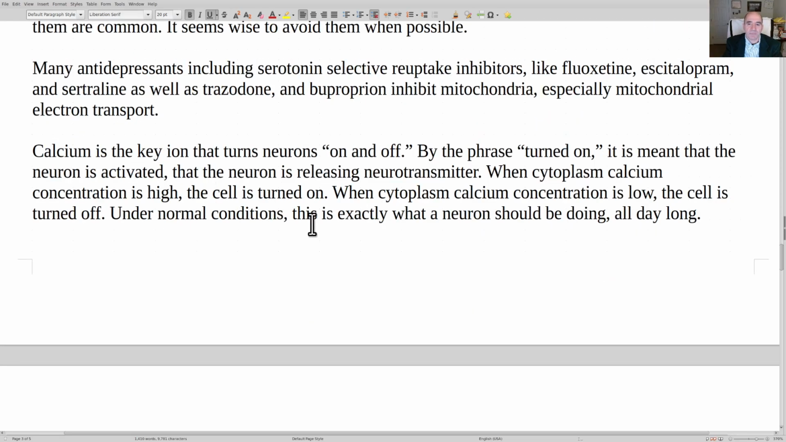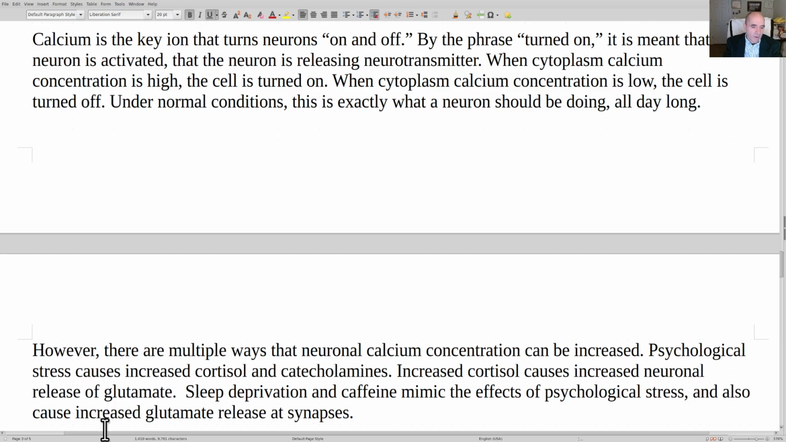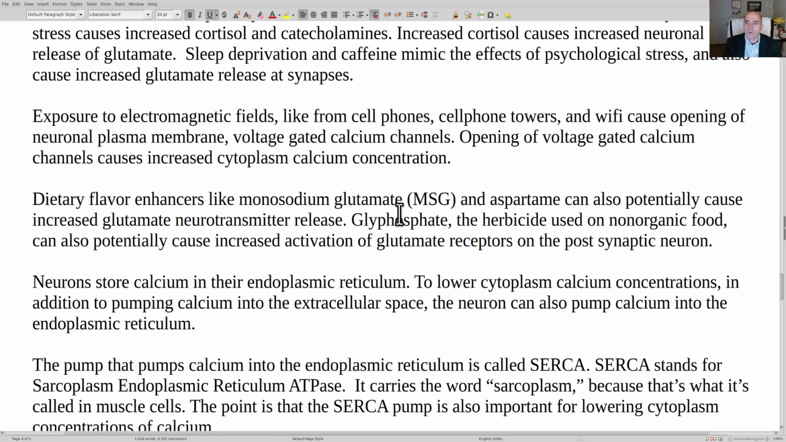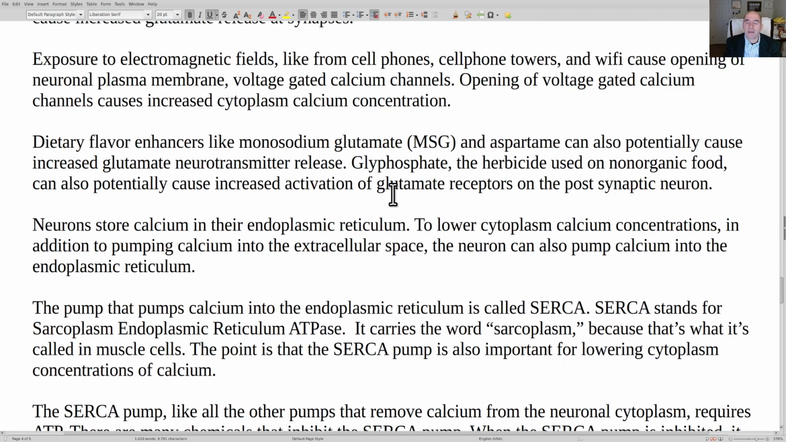We talked about calcium being the key ion, turns things on and off. Let's see what else we got here. All these things that'll increase calcium. You're getting EMF'd all day long from the cell phone, cell towers, Wi-Fi, your laptop computer, which opens up voltage-gated calcium channels. Let me make sure I'm still in the right spot here. Yeah, dietary flavor enhancers. Let's see, what else?